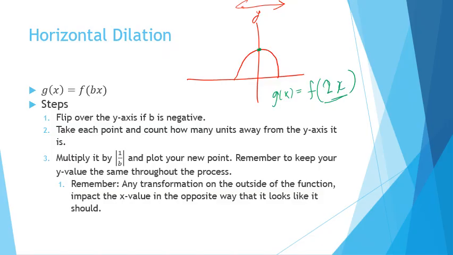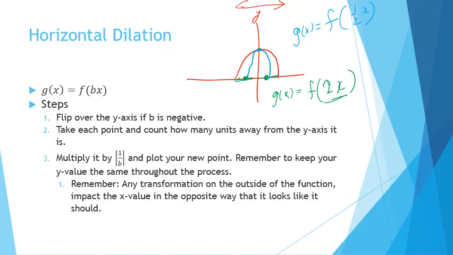So the way we do it is we take every point and look at the distance from your y-axis and then cut it in half if this is a 2 out in front. And so this graph should look a little something like that. Now, if it was g of x equals f of 1/2 x, what would that look like?